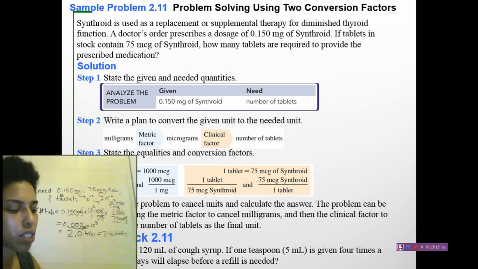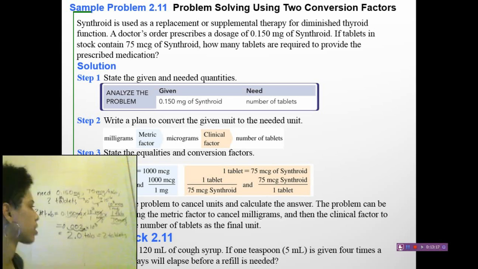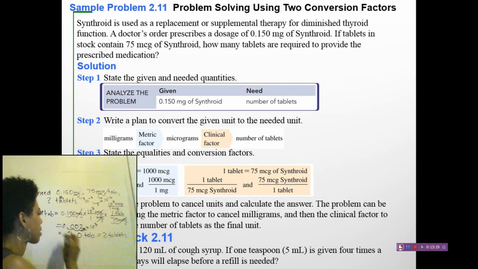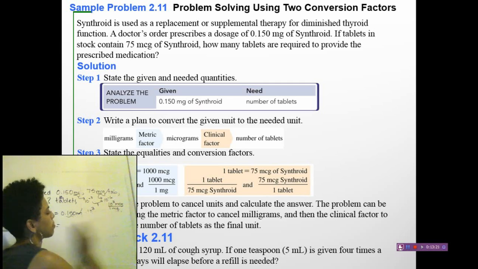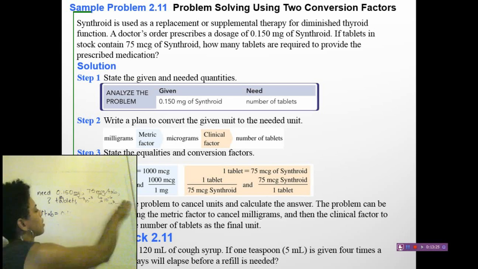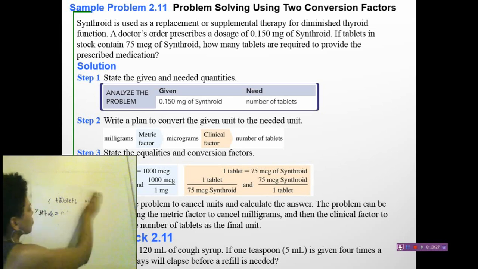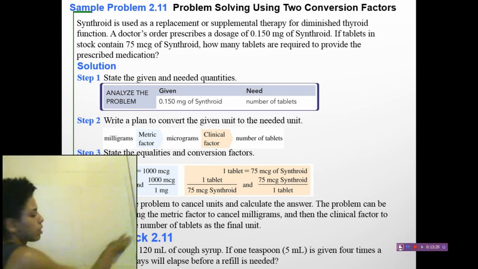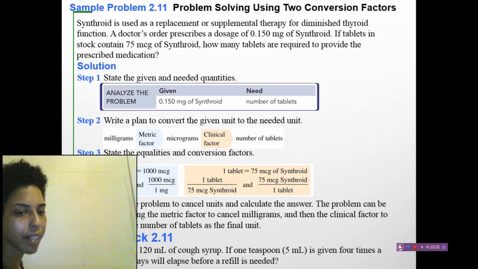Okay, let's try another problem down the study check on the bottom. Oops, I'm sorry. You got that right? You could always rewind me if you didn't. All right, so the study check question says a bottle contains 120 milliliters of syrup. If 1 teaspoon is given 4 times a day, how many days will elapse before a refill is needed?